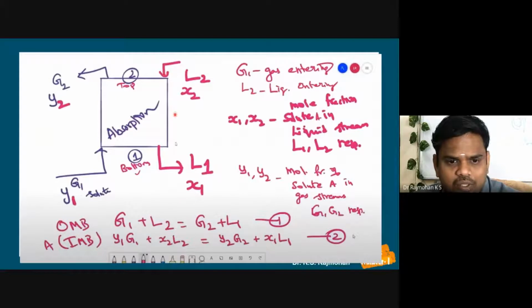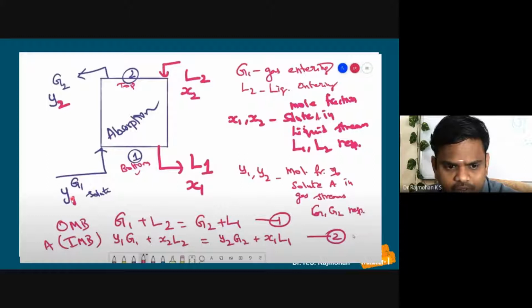If we consider an absorption column, we always use the subscript 1 for bottom conditions, 2 for top conditions. The inflow gas flow rate is G1 and the outflow gas flow rate is G2, and L2 is the liquid inflow rate, and L1 is the liquid outflow rate. So let X1 and X2 be mole fractions of solute in the liquid streams L1 and L2 respectively, and Y1 and Y2 be mole fractions of solute A in gas streams G1 and G2 respectively.